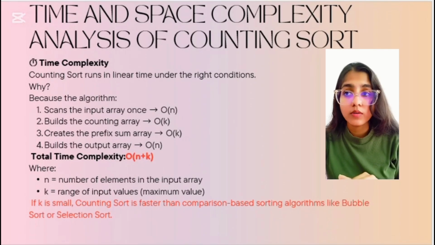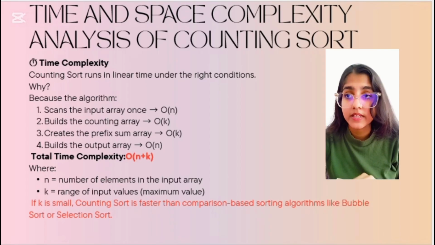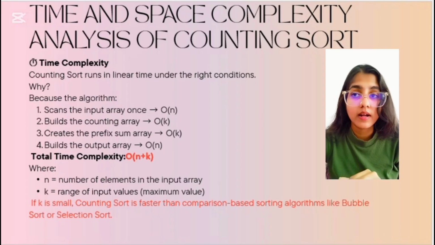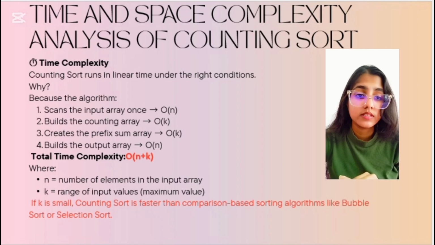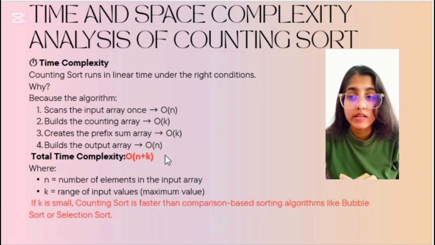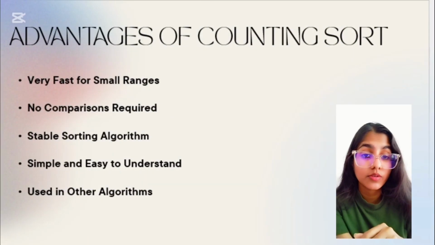Now I'll explain the time and space complexity analysis of counting sort. First, the time complexity. Counting sort runs in linear time under the right conditions. Because the algorithm scans the input array once, builds the counting array, creates the prefix sum array, and builds the output array, we can conclude that the time complexity is big O of n plus k. Here, n means the number of elements in the input array and k means the range of input values, or the maximum value.